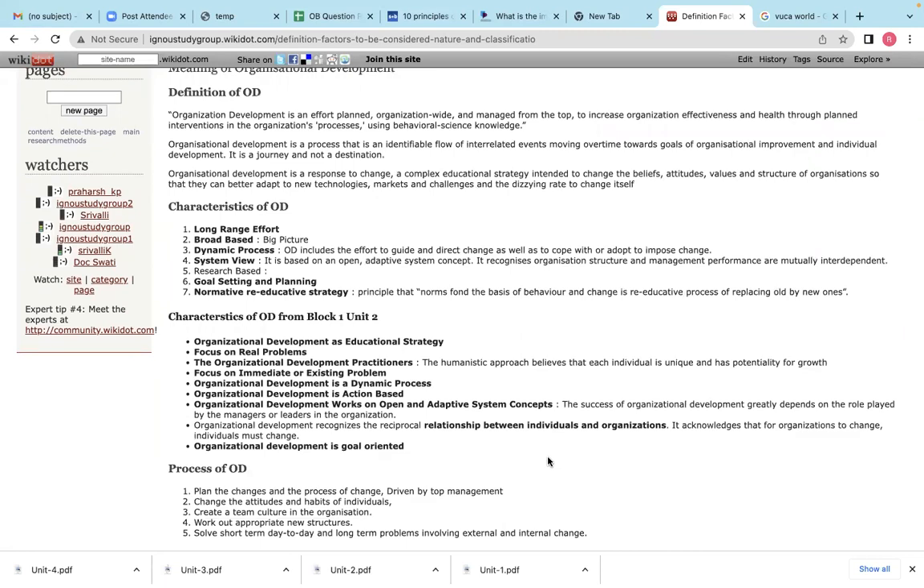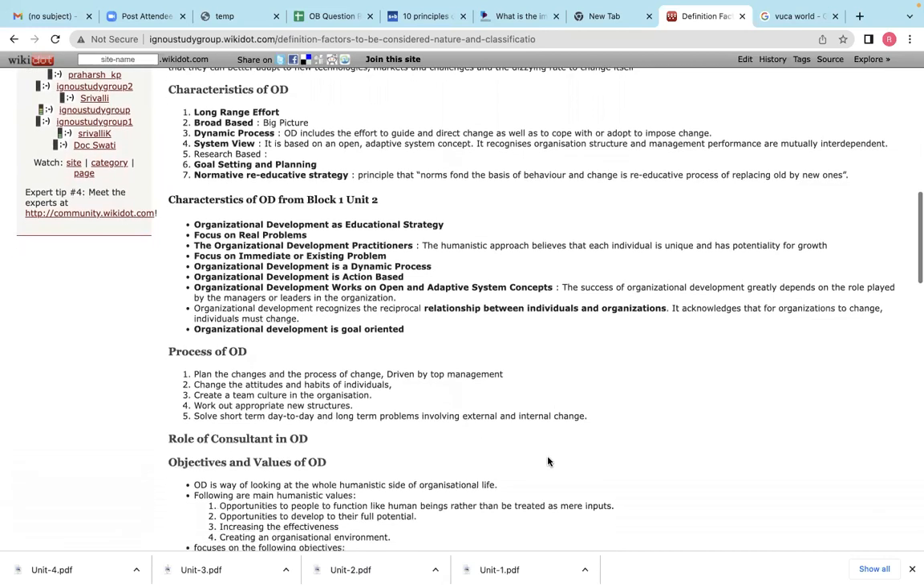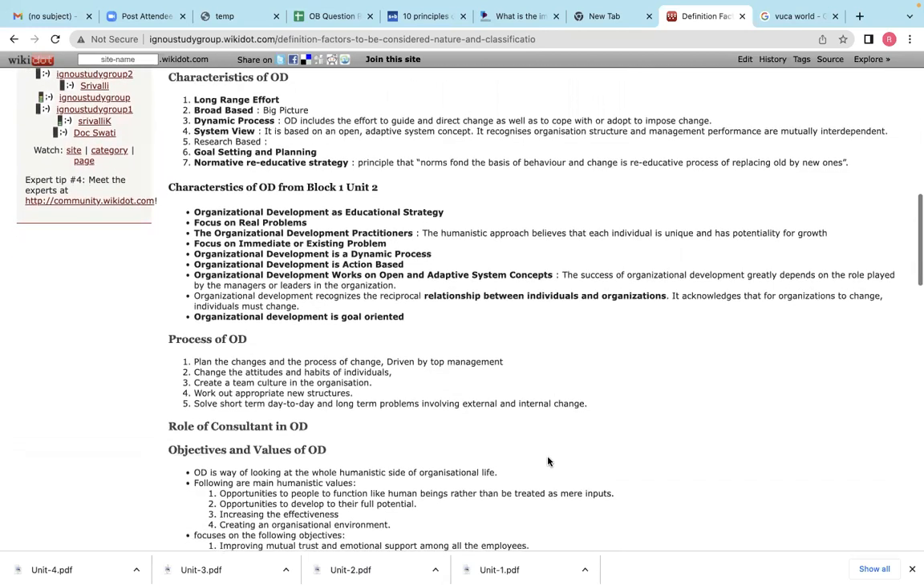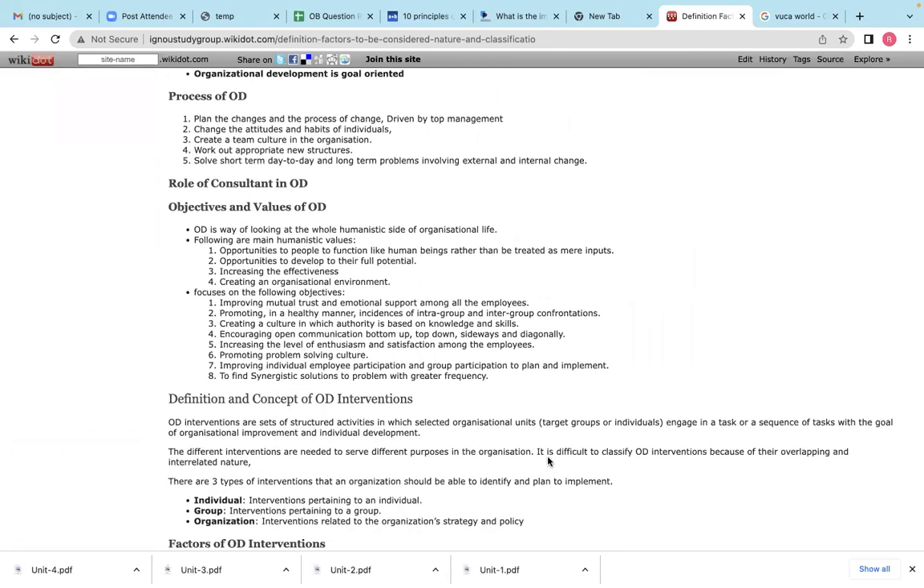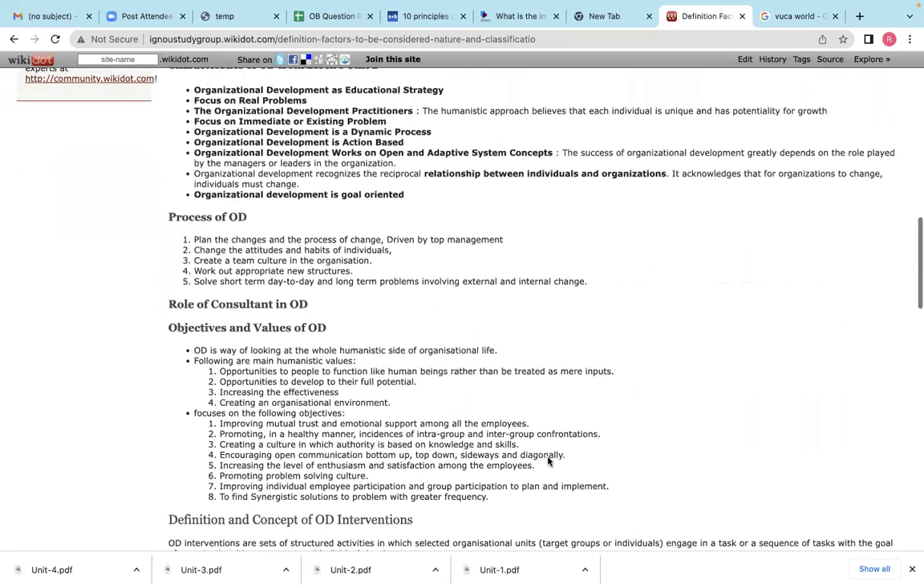So it's something that is a repetition here from the OD point of view. Then it goes into the definition and concepts of OD interventions. Once it defines OD intervention, it talks about how OD is classified and what the various families within OD are. So let's start with OD's definition, which we already went through.